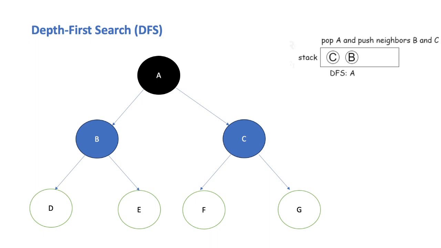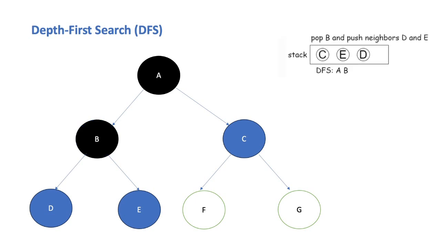Now we will mark the node A as visited. I am color coding the visited nodes in black color, the nodes that are in the stack in blue color, and I am representing the unvisited nodes in white color. For B, the neighboring nodes are D and E. So we will pop B and push the neighboring nodes D and E into the stack. We will mark B as visited.